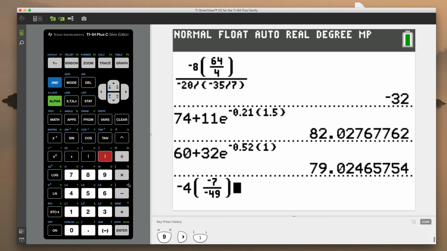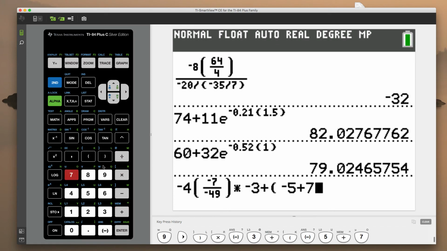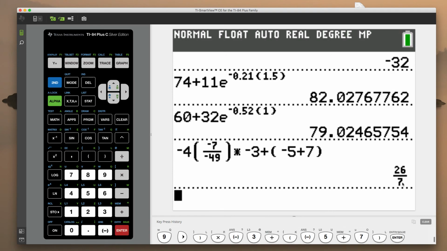close parentheses, times negative 3 plus, open parentheses, negative 5 plus 7, close the parentheses, and let's see what kind of funky number we get from this. I just made this problem up, so here we go. Boom. And we see we get 26/7.